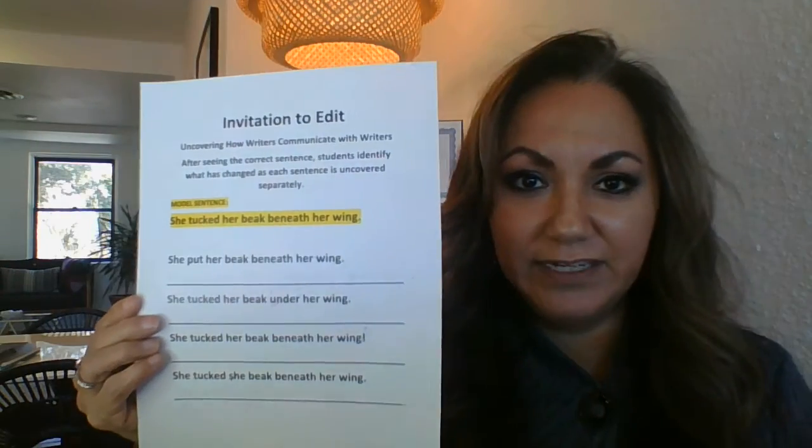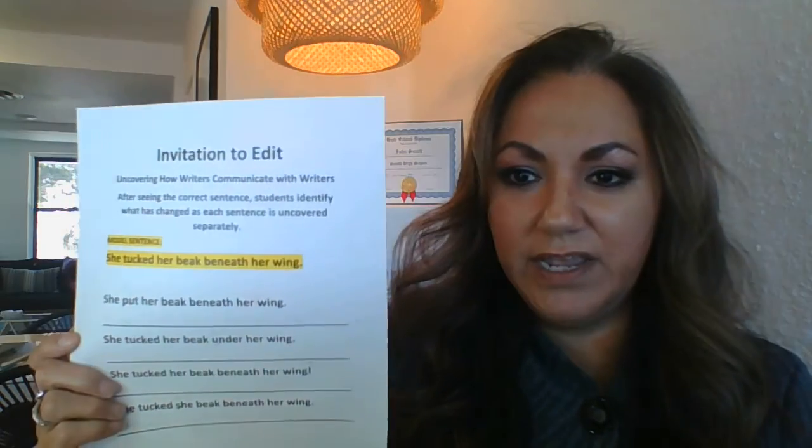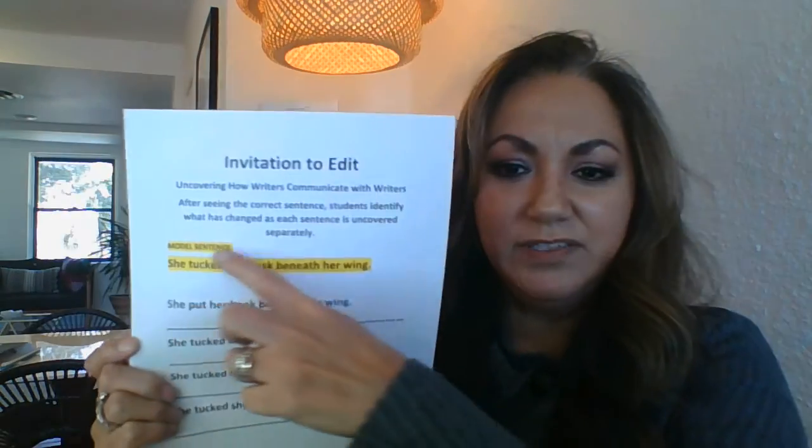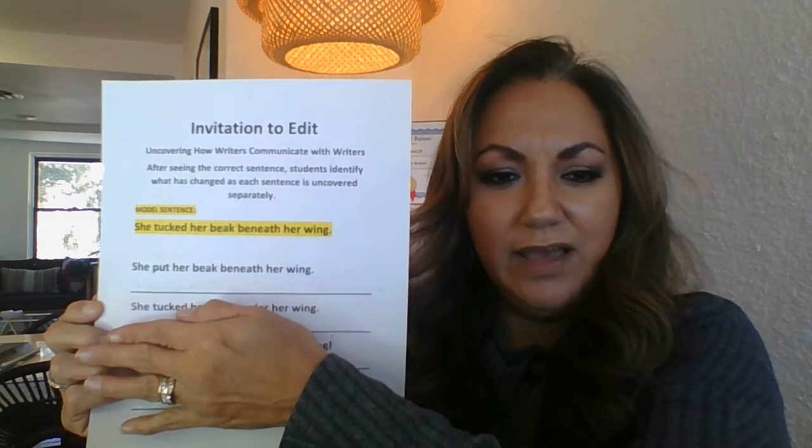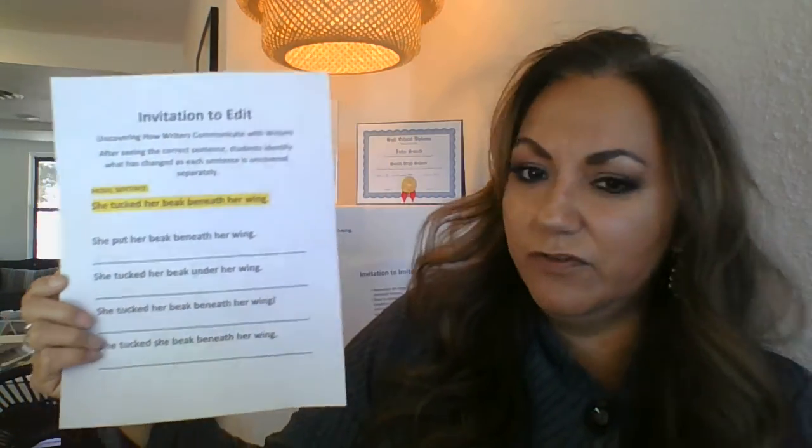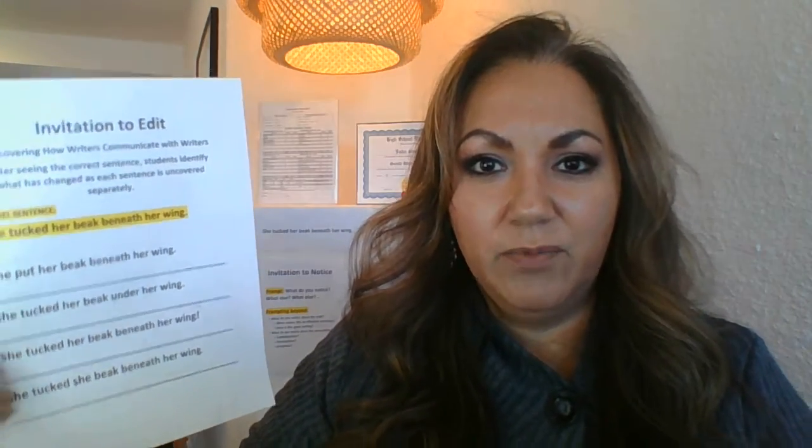So this is the invitation to edit, and it's uncovering how writers communicate with writers. After seeing the correct sentence, your model sentence right here, students identify what has changed as each sentence is uncovered separately. So you're going to have it covered, and you're going to show them the first sentence. Our model sentence was, she tucked her beak beneath her wing. Now this next sentence says, she put her beak beneath her wing.